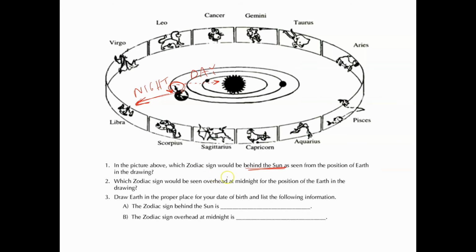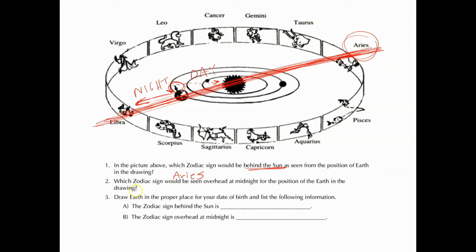All right, so which zodiac sign would be behind the Sun as seen from the position of Earth in the drawing? So here's the drawing. Here's the Sun. So behind the Sun. So I'm going to just take and make a straight line between the Earth and the Sun and the zodiac signs. So I'm just putting a straight line there. Try to make it a little thick with all these tiny lines. So which zodiac sign would be behind the Sun as seen from the position of Earth in the drawing? Well, that's going to be Aries right here, Aries.